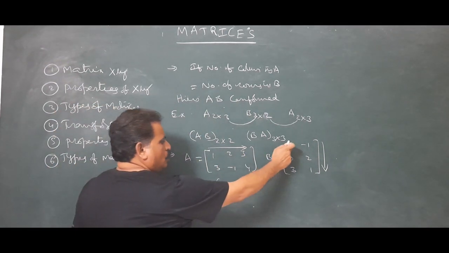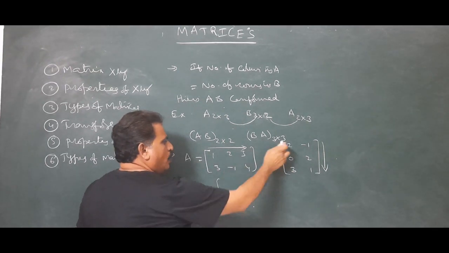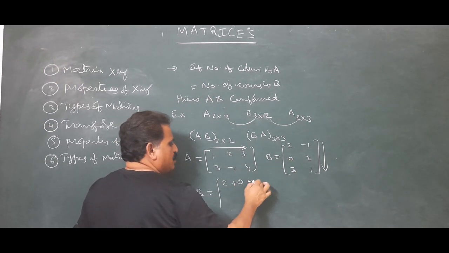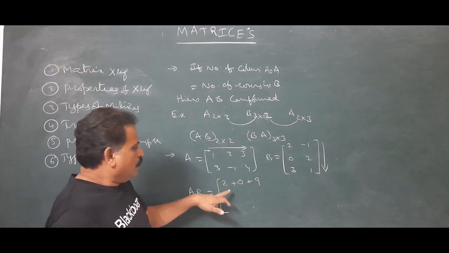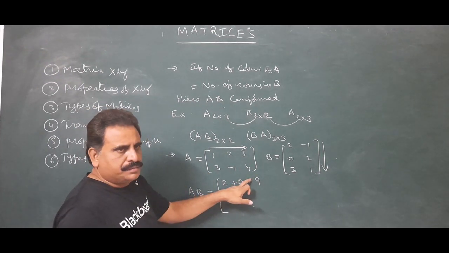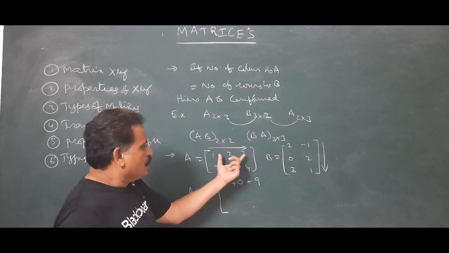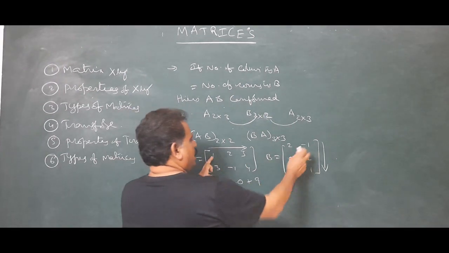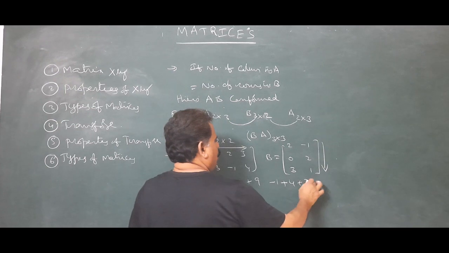1, 2, 3 and 2, 0, 3. The sum of the products, taking term by term: 1 into 2 is 2, plus 2 into 0 is 0, plus 3 into 3 is 9. That is the first row, first element. Next, first row, second element, that is first row, second column: 1 into minus 1, plus 2 into 2 is 4, plus 3 into 1 is 3.